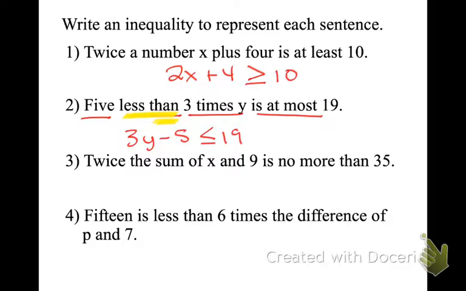Next one. Go, Turner. 2 times the quantity of x plus 9 is less than 35. Okay. Next one, Ford. For that one, it doesn't equal. Oh, right. It's less than.